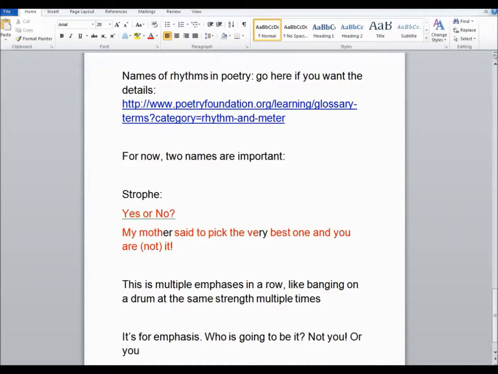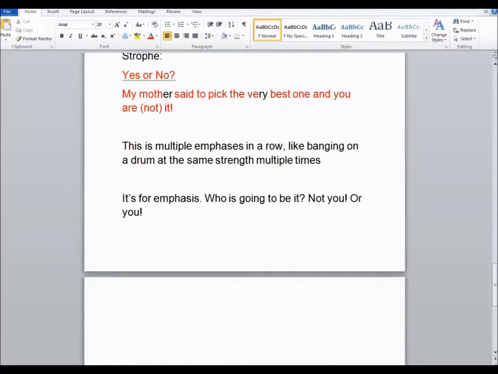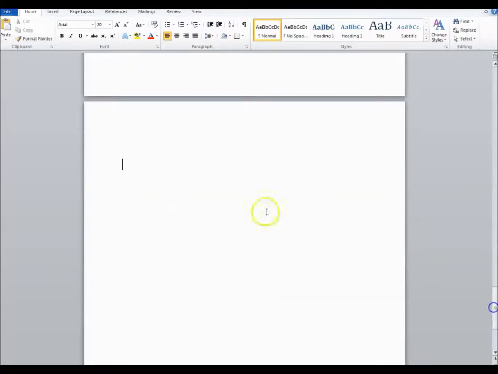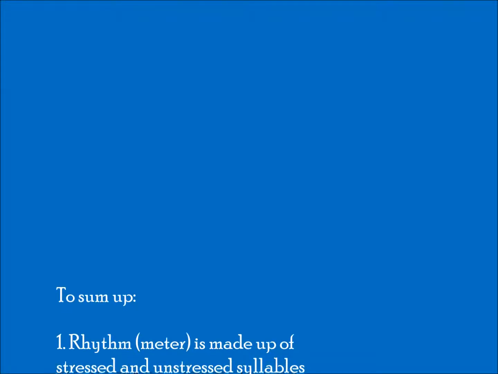The caesura is actually the opposite of the strophe. In a way, the caesura is the pause. So, for instance, when you are speaking to somebody and you say, "Oh no, what's going on?" That pause between "oh no" and "what's going on" is actually a caesura.